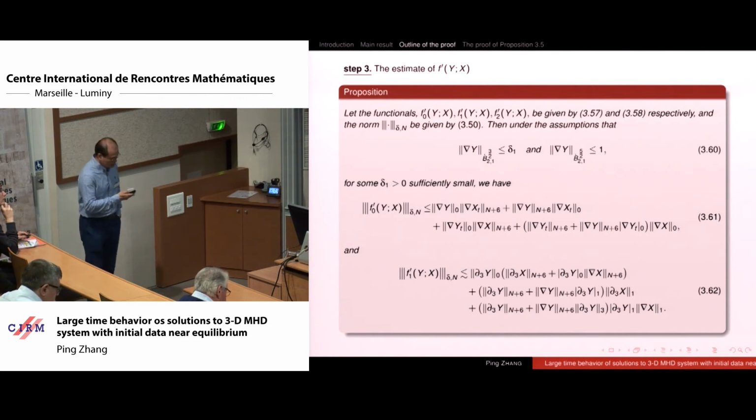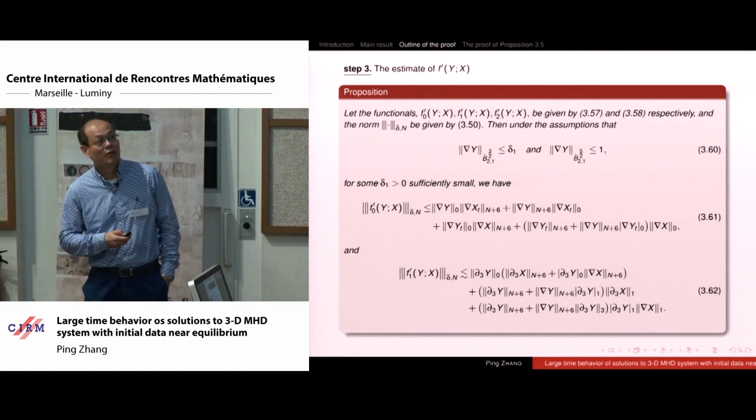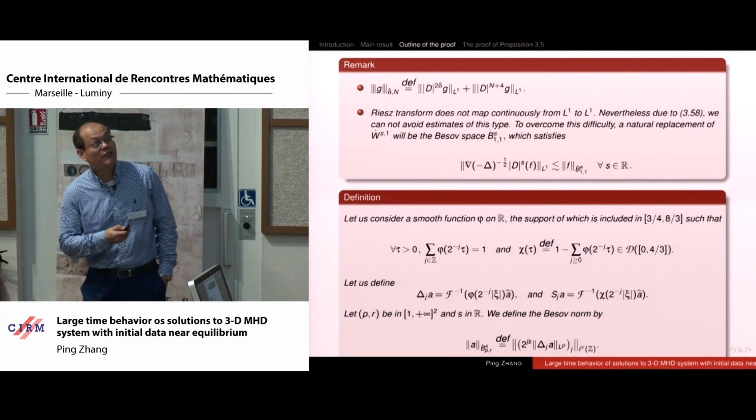The next step to work on this problem is to estimate this f prime y of x. As we mentioned before, in order to get the decay estimate of the linearized solutions, we need the W^{n,1} norm of this source term. But as we observed before, there is a double Riesz transform on the source term. So in this case, it is impossible for us to get the classical L1 norm or W^{n,1} norm of the source term because of this double Riesz transform.